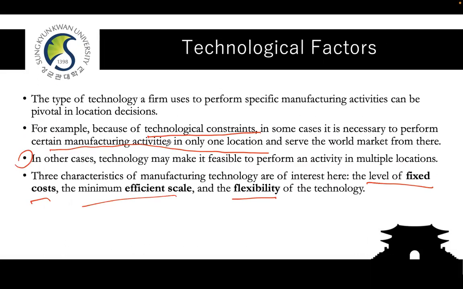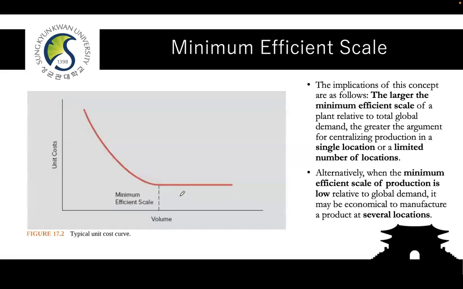The second factor is the minimum efficient scale that we require. If the minimum efficient scale is very high, meaning the minimum production to be efficient is so high, then we have no other choice but to do it in fewer locations, maybe a single location, or a limited number of locations at least. For example, you have to produce maybe 5 million units to be minimum efficient. If you spread the production everywhere, it would be less economical, less efficient. So we have to focus on a limited number of locations or a single location.